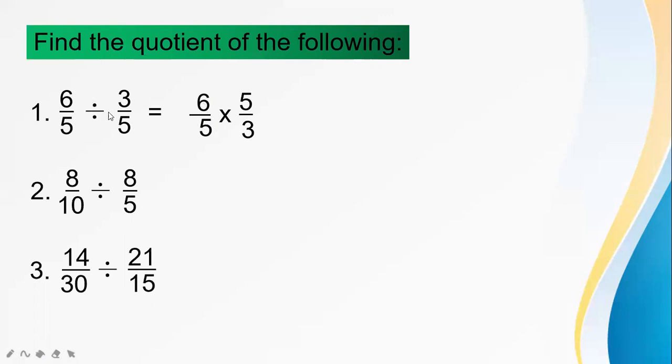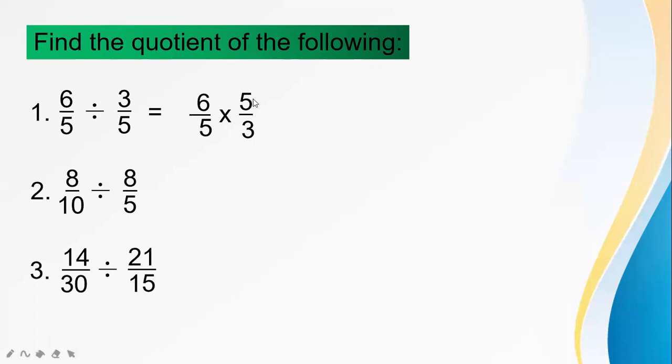And then you change the division sign into a multiplication sign. And then all you have to do is get the reciprocal of 3 over 5. So for 3 over 5, the 5 will become the numerator, and the 3 will become the denominator. So get the reciprocal. And then you proceed to multiplying fractions. Again, you multiply numerator to numerator, denominator to denominator. And here, we have 6 multiply 5, 5 multiply 3.